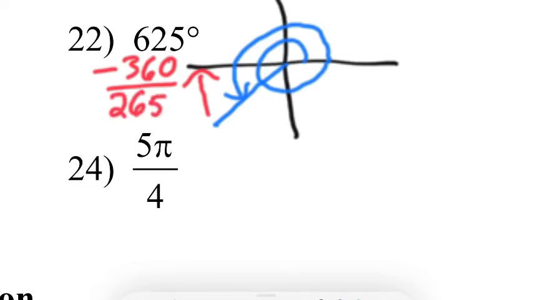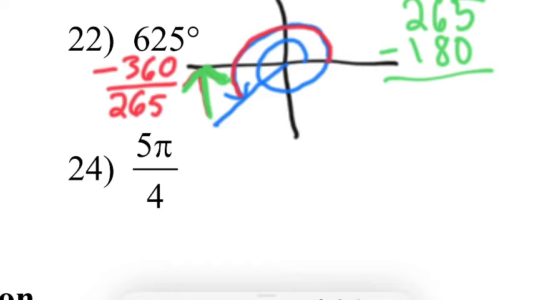265. So that 265 is after we went all the way around to our terminal side. Now we only want our reference angle, which is here. So we want to take our 265 and find the difference of our 180, because that's the x-axis we're heading to. So 265 subtract 180 gives us our 85 degrees, and that is our reference angle.